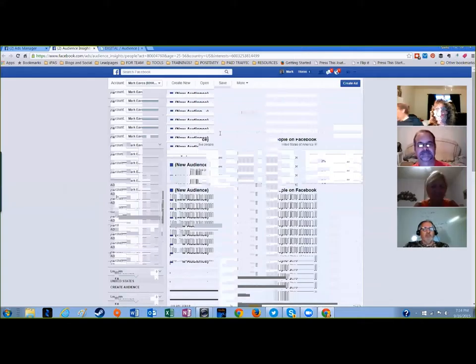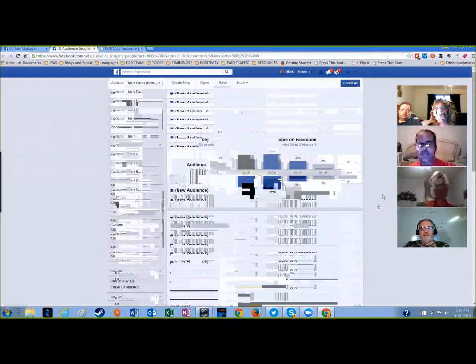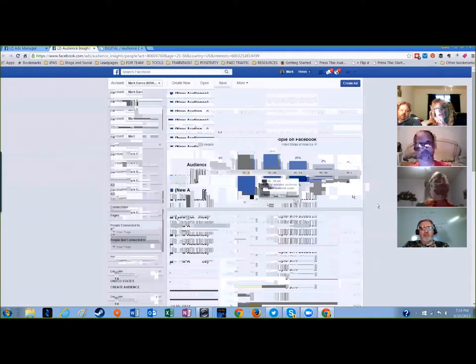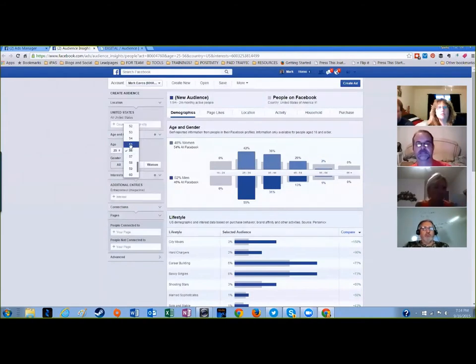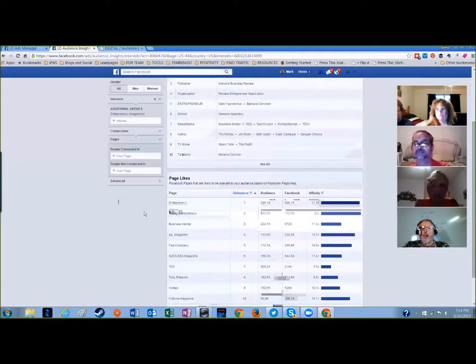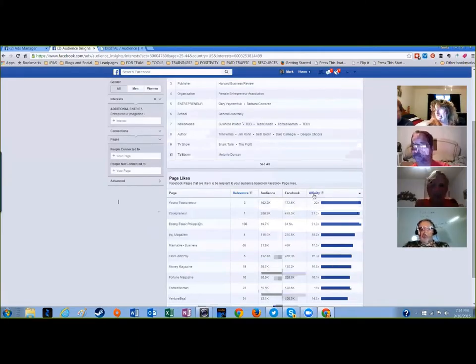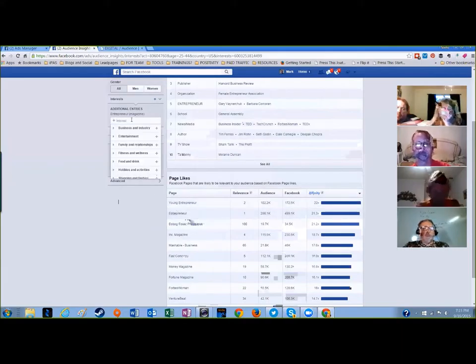Okay. So up here you can see that 52% of Entrepreneur magazine is men. And the age is mostly 25 to 44. So if you were going to do a Facebook ad or something, you would definitely want to plug in between the age of 25 and 44. And then in page likes, we go down to entrepreneur and we click affinity. And that's going to show that 22% of people who like entrepreneur will like young entrepreneur. So then we can take young entrepreneur, plug that in here.